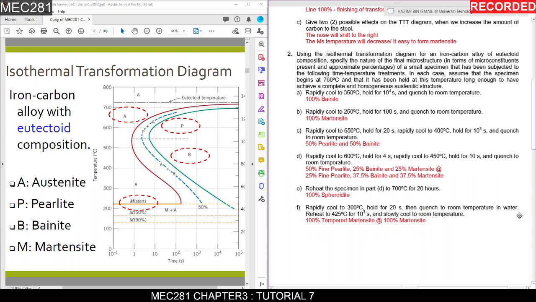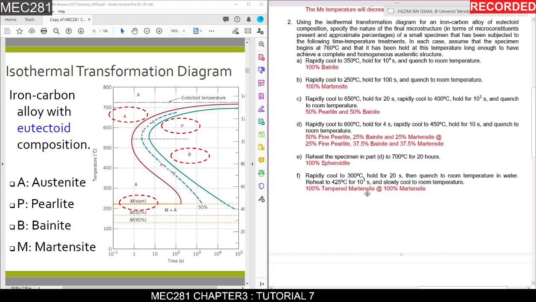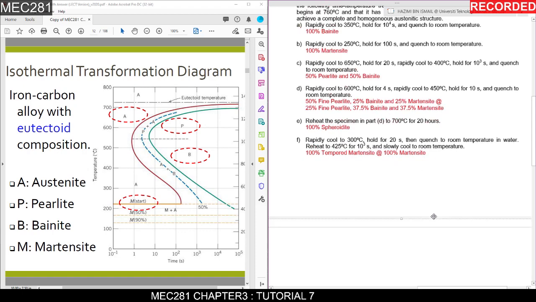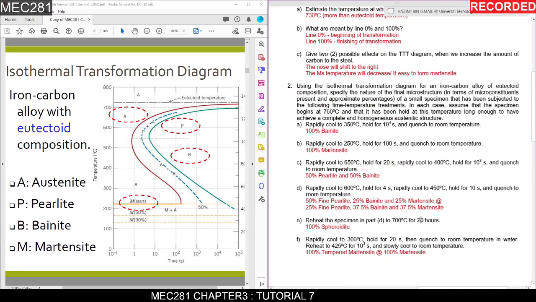in water. Okay, the other questions all quench to room temperature, but for the final question you have to quench to room temperature in water. Okay, reheat to 400 to 500 degrees C for 1000 seconds and slowly cool to room temperature, and then you will get 100% tempered martensite or 100% martensite. Okay, so this is the answer for question 2.